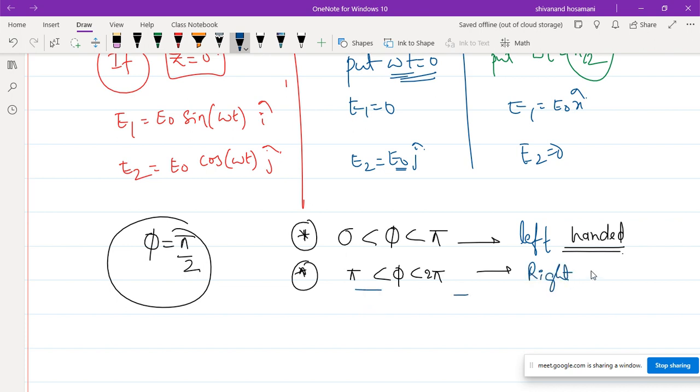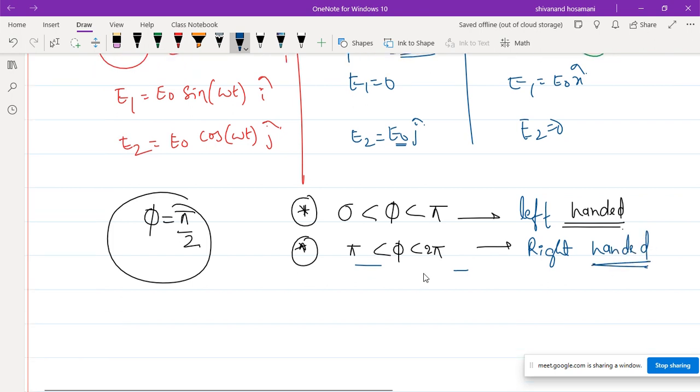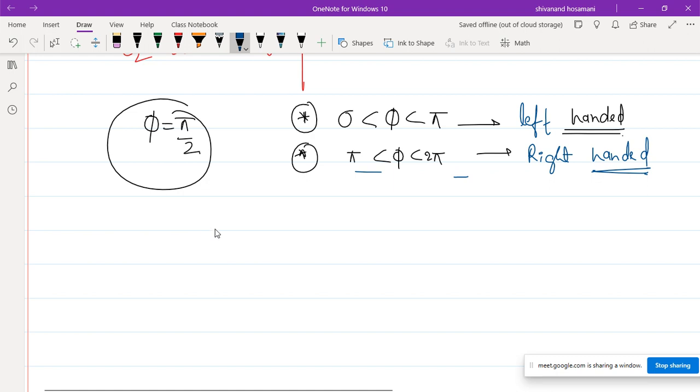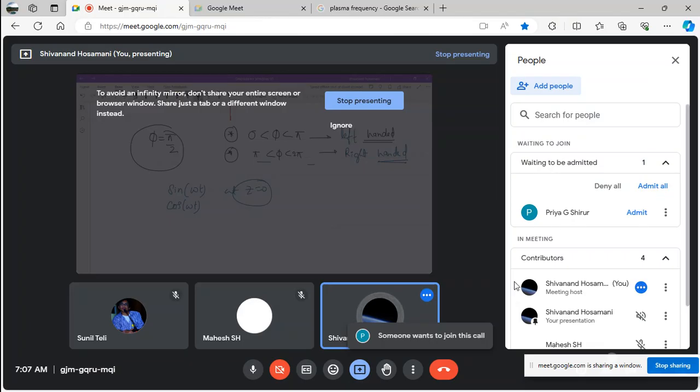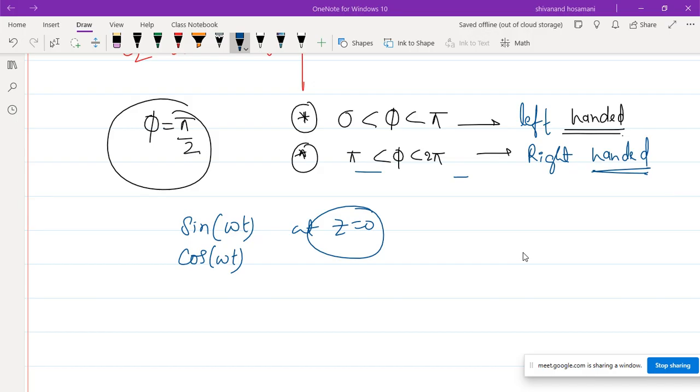Therefore, what we did yesterday is correct. We got that here one is sine of omega t, another one is cos of omega t at z equal to 0. Keeping this point in mind, if the phase difference is from 0 to pi, it will always be left-handed. If the phase difference is pi to 2 pi, it is always right-handed.